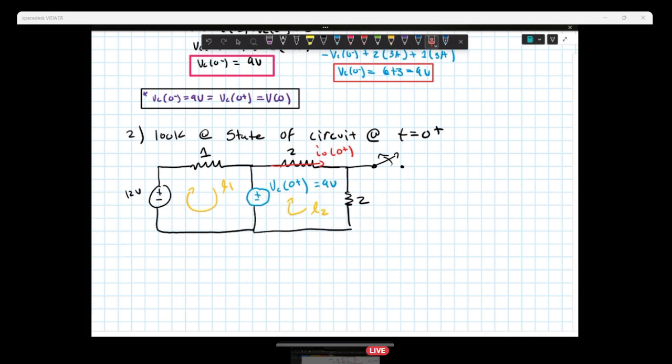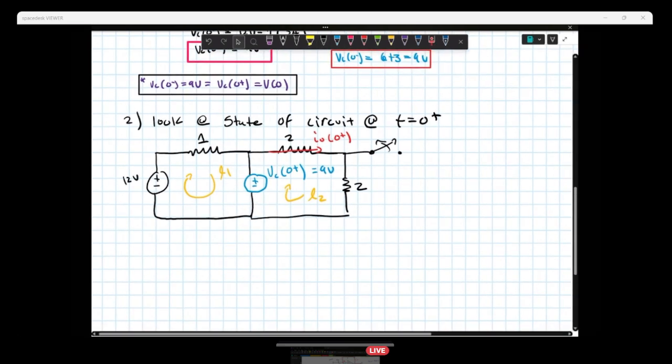If you're confused why I can say this, it's because the capacitor will hold its charge. It can't change instantaneously. So for this short period of time, it's going to act like a 9 volt voltage source because it carries 9 volts from the previous state. Well, we're going to do KVL here. We're going to solve for I0 plus, which is going to equal just the left loop current. Make a note of that here.